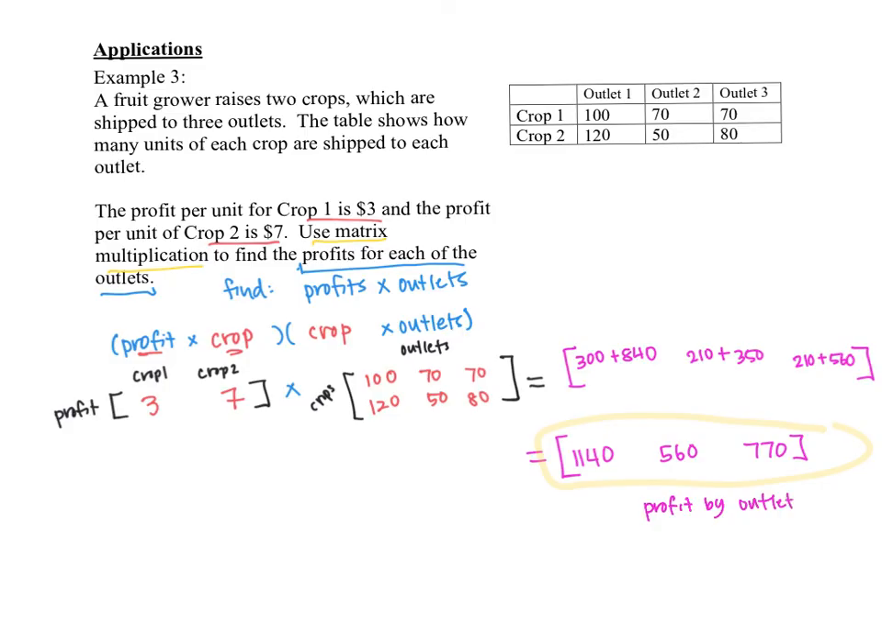Okay, and if it asks me to write it as a sentence, I would say outlet 1 makes a profit of $11.40, outlet 2, profit of $5.60, outlet 3, $7.70.